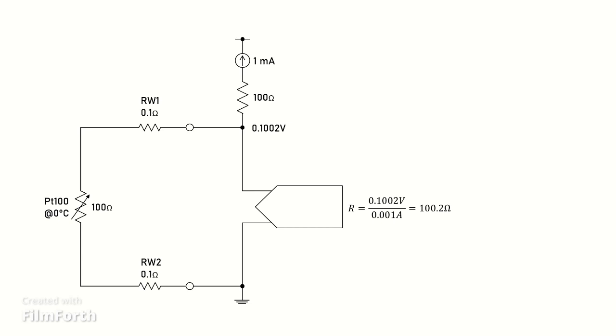So, when the instrument measures the resistance of the RTD, it is actually measuring the resistance of the RTD plus the resistance of the 2 wires. So if each of the wires has a resistance of 0.1 ohms, the instrument will see 100.2 ohms instead of 100 ohms. Converting that resistance to temperature, our instrument will display 0.51 degrees Celsius instead of 0 degrees Celsius.